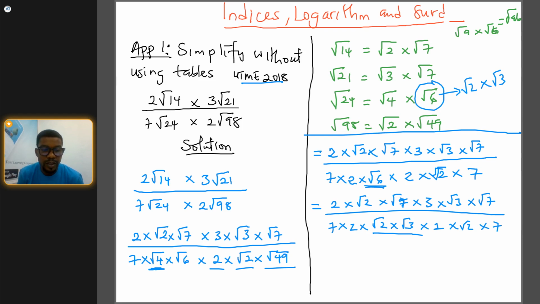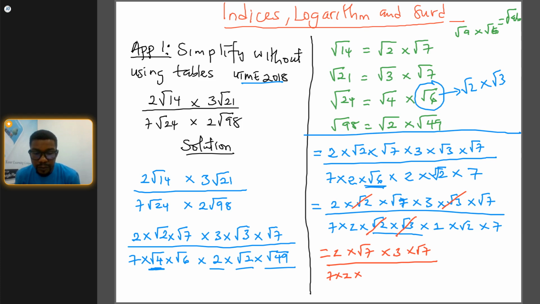Now we can proceed to do some division. Root 2 here can cancel root 2 out. We have root 3 also here, which can cancel out root 3. So we are left with 2 times root 7 multiplied by 3 times root 7, all over 7 times 2, times 2 again, multiplied by root 2 times 7.